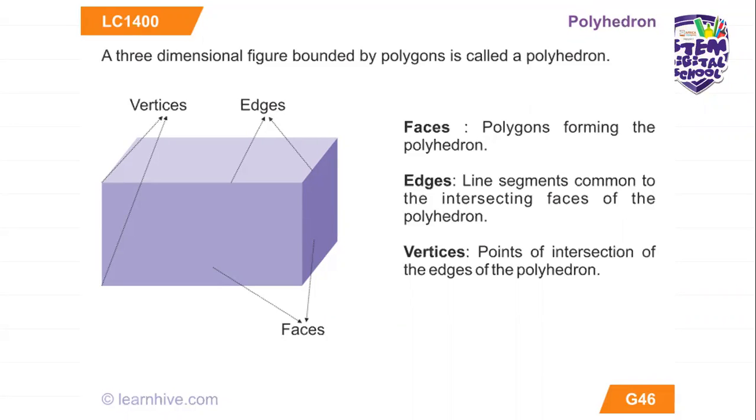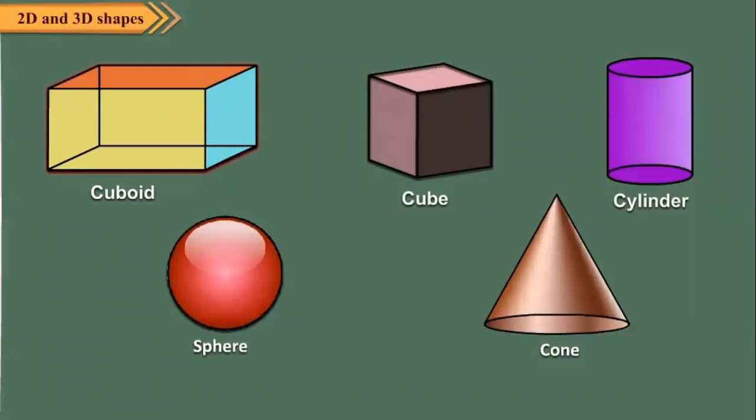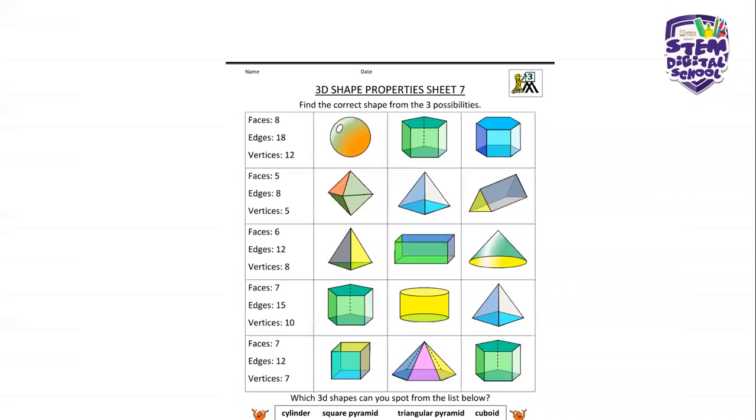object. And of course, the cuboid being one of those, together with a cube being the 3D object there. And of course, the cone, the sphere. But at the same time, if you look at this property sheet, you can be able to link the correct 3D object to the statement that is given on the left.